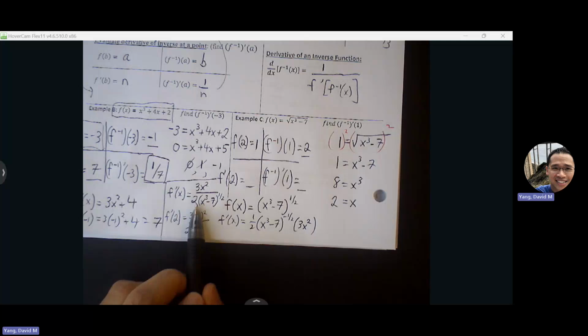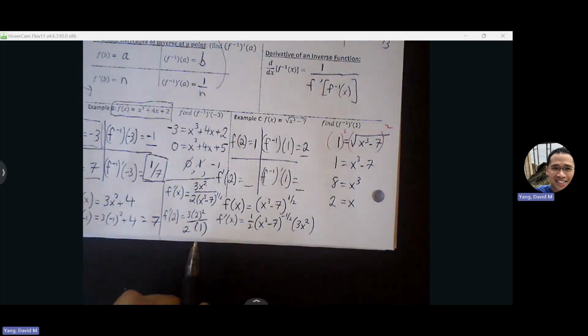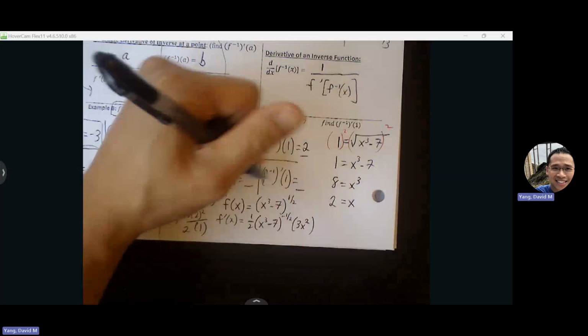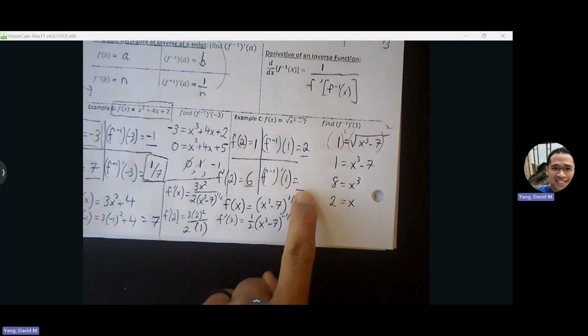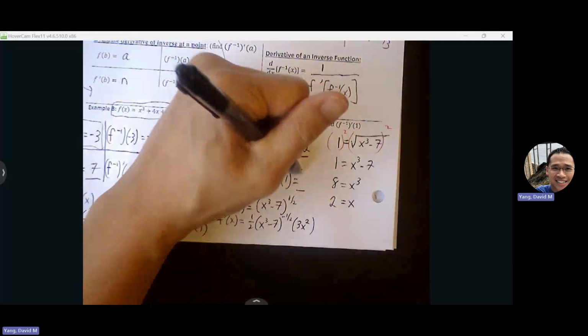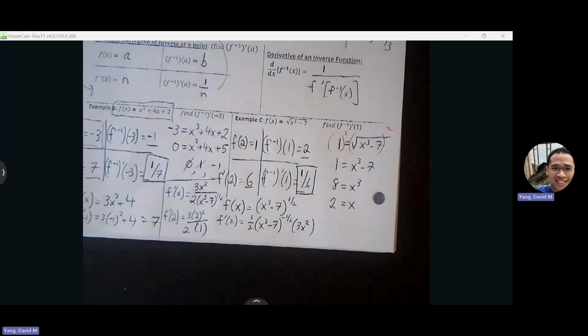If I plug 2 in for x, this is actually going to clean up nicely because 2 cubed is what? 8. 8 minus 7 is 1, and the square root of 1 is still 1. Okay, so that's going to come out cleanly for us. So I have 3 times 4, which is 12. 12 divided by 2 is 6. So if the slope on my f side is 6, the slope on my inverse side must be 1 over 6. Never change the sign, keep the same sign, and just flip that fraction.